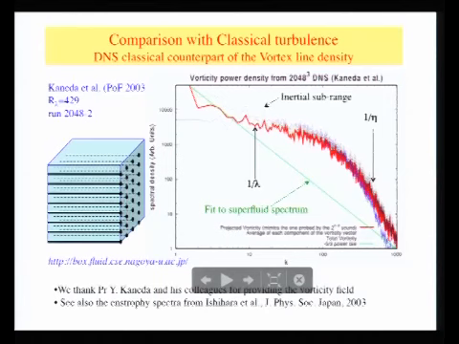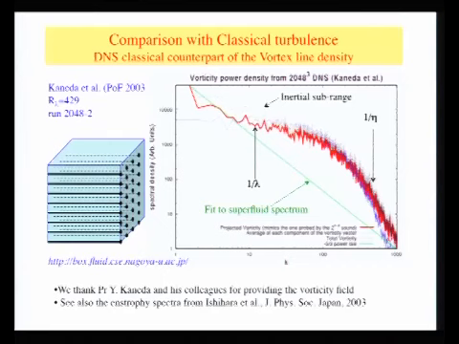So to get a closer comparison between measurement in superfluid and classical fluid, Professor Kaneda and his group were kind enough to provide us with a vorticity field from their simulation with 2048 resolution. What is nice about this DNS data is that we have the three components of the vorticity field, so we can reconstruct exactly the quantity that we are measuring in superfluid helium, the projected vorticity in the plane.